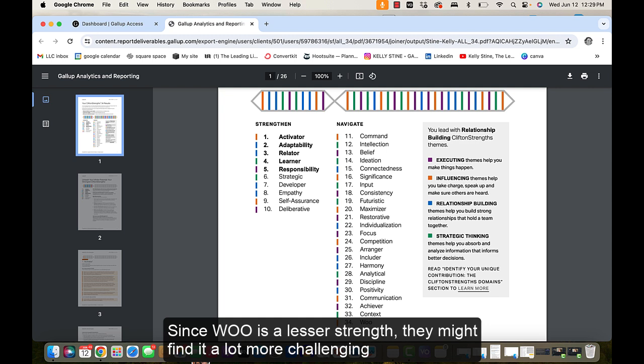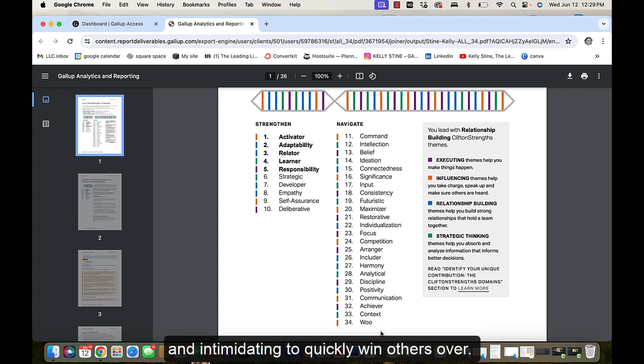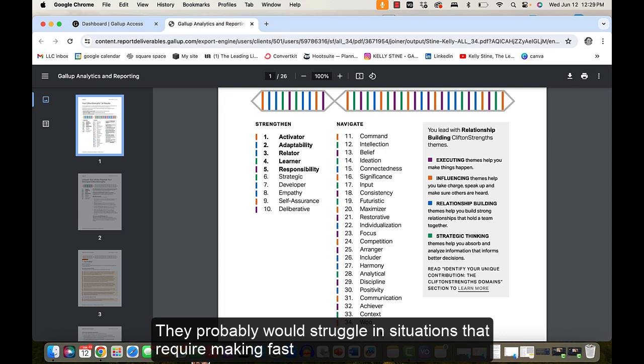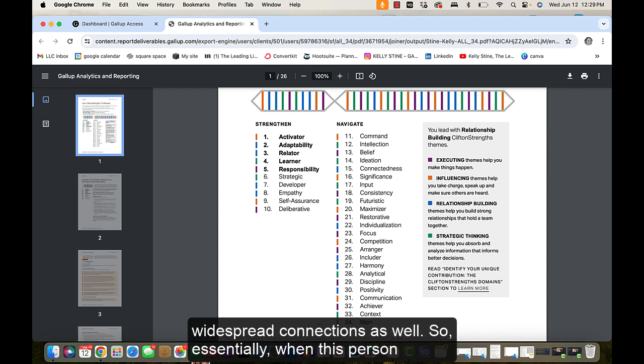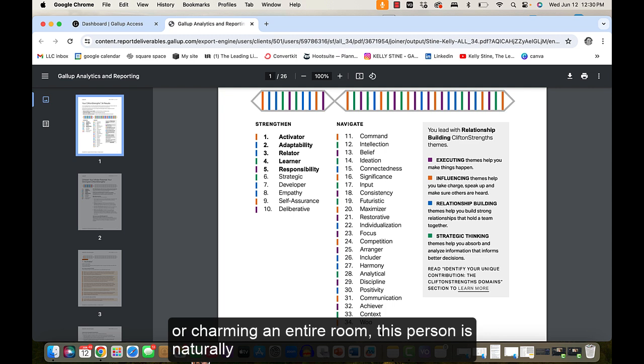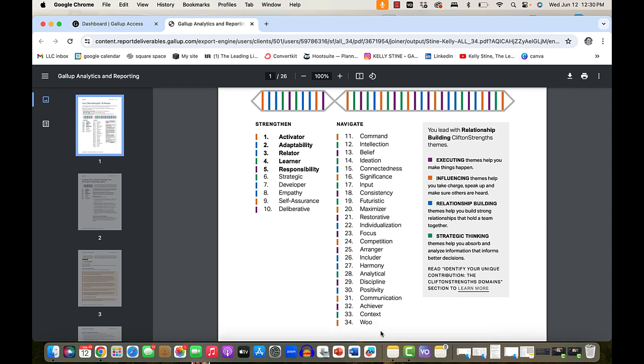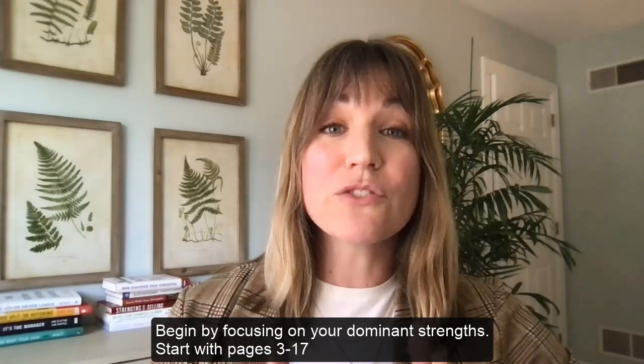Conversely, since woo is a lesser strength, they might find it a lot more challenging or intimidating to quickly win others over. They might feel intimidated meeting strangers or making new acquaintances. They probably would struggle in situations that require making fast, widespread connections as well. So essentially, when this person is faced with the choice of deepening relationships with a few people or charming an entire room, this person is naturally going to excel and feel a lot more comfortable and be a lot more successful with the former.